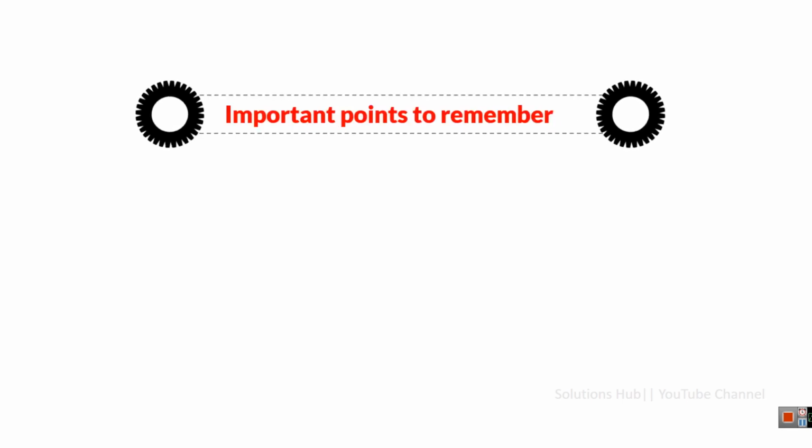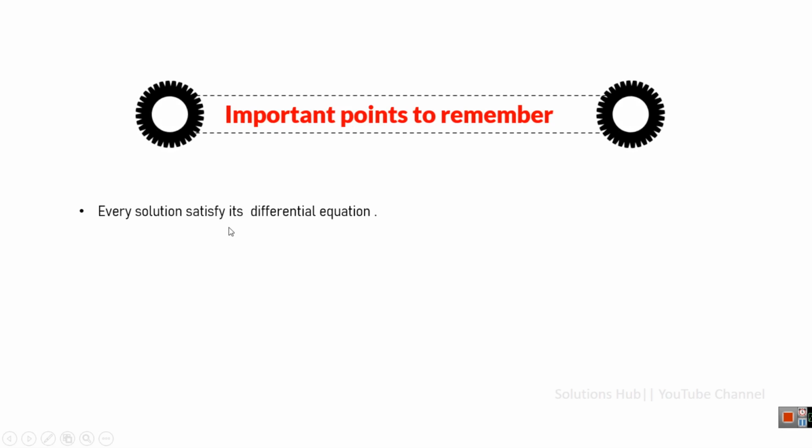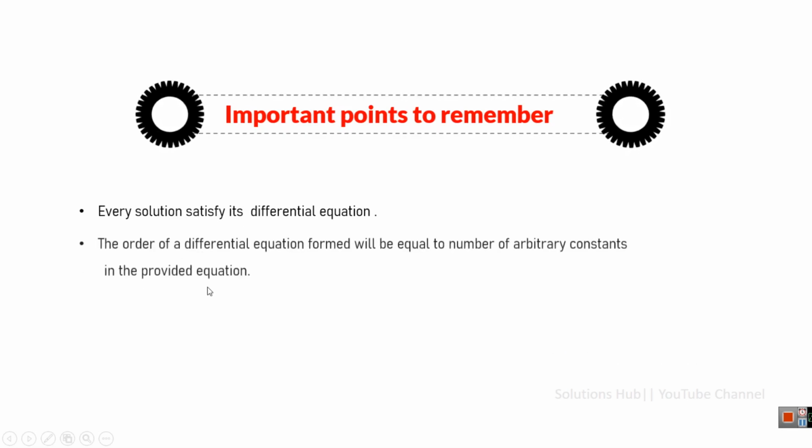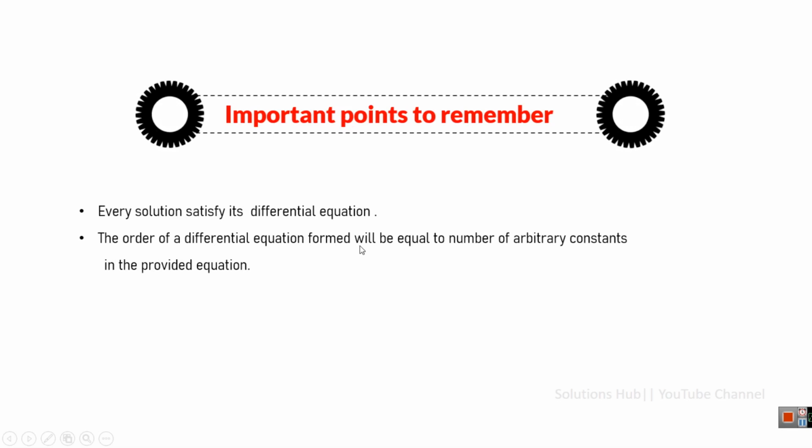The important points that I have told earlier, I'm going to repeat again so that you remember. The very first point is that every solution satisfies its differential equation. As y is equal to a sin x plus b cos x is our general solution, it will always satisfy the differential equation formed from it, that is its own differential equation. Second, the order of the differential equation formed will be equal to the number of arbitrary constants in the provided equation.